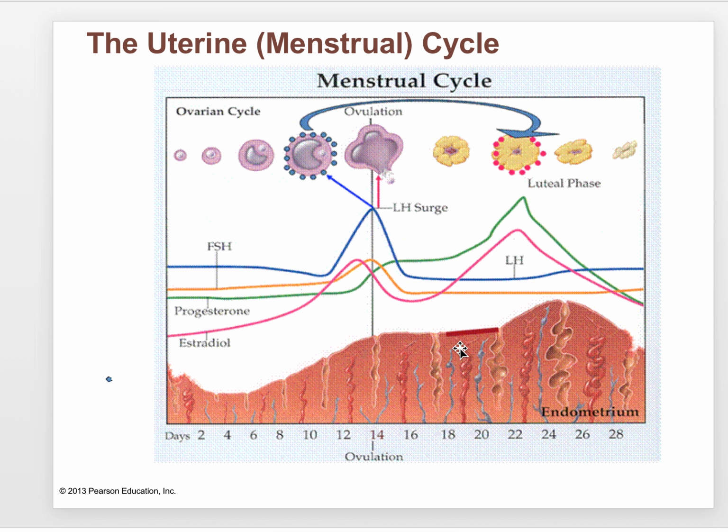Here are the different components of the menstrual cycle. There's the ovarian cycle, which happens in the ovaries. The follicles go from primary follicle to secondary follicle, Graafian follicle, and ovulation, then corpus luteum. That's why it's called the luteal phase, called corpus luteum, and eventually the corpus albicans.